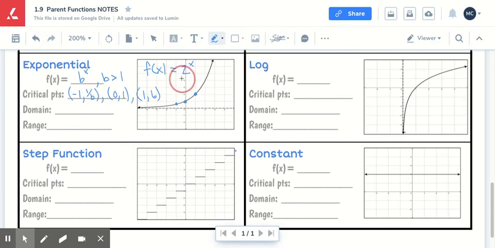And it makes this shape because this value, this base, is bigger than 1. Okay, the domain of this one is all real numbers. So -infinity to infinity. And the range is all positive numbers. So again, that would be 0 to infinity. And because I only want the positives, that would be a parenthesis on the 0. So it does not include the 0.